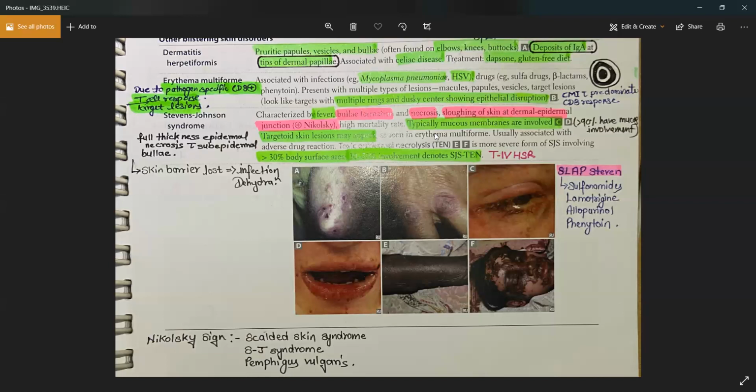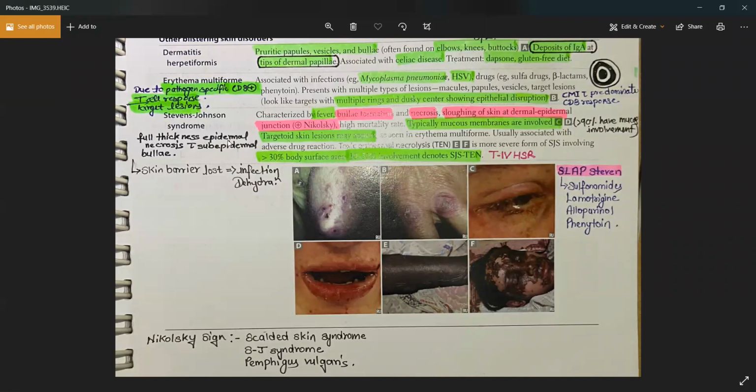subepidermal bulla formation, right? It generally happens whenever a patient takes any drug and, as a result, a hypersensitivity reaction is generated to these drugs, and it is a type 4 hypersensitivity reaction. Okay, and you can remember the mnemonic SLAP. S for sulfonamides, L for lamotrigine, A for allopurinol, and P for phenytoin. So these are the 4 drugs which can cause Stevens-Johnson syndrome.